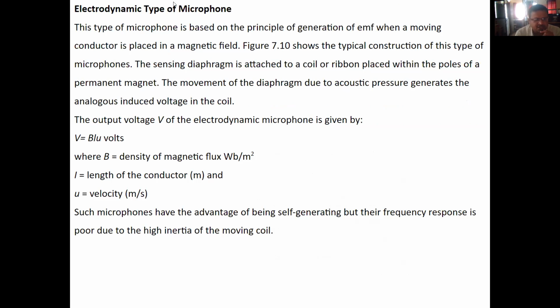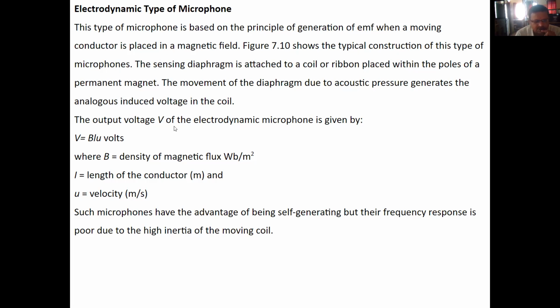Next is the electrodynamic type of microphone. This type of microphone is based on the principle of generation of EMF when a moving conductor is placed in a magnetic field. Figure 7.10 shows the typical construction of this type of microphone. The sensing diaphragm is attached to a coil or ribbon placed within the poles of a permanent magnet. The movement of the diaphragm due to acoustic pressure generates an analogous induced voltage in the coil.